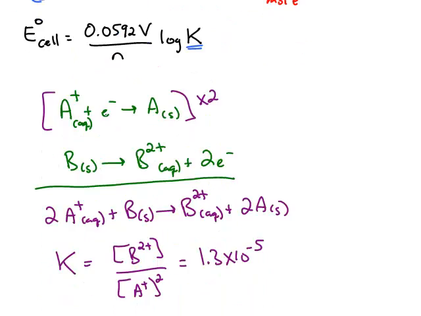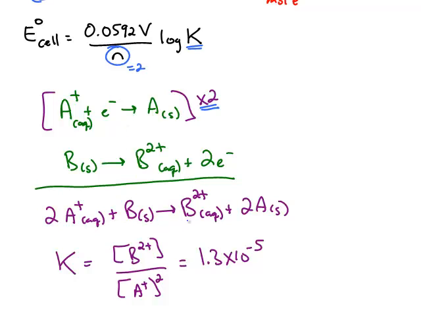So for example, in this reaction, we have a reduction with 1 electron being gained and an oxidation with 2 electrons being lost. But there's only one value of n to substitute, and we had to multiply the first half reaction by 2. So in this case, n is going to equal 2. It has to be the same number whether you're looking at the oxidation or the reduction.